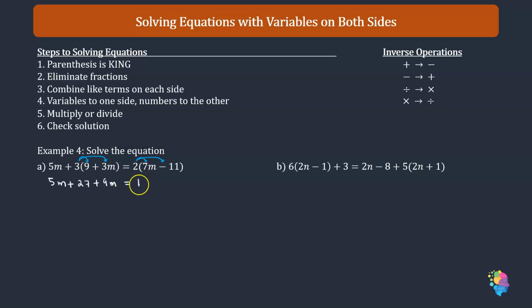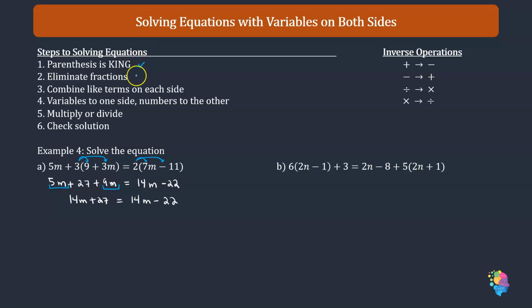And on the right side, this is 14m minus 22. Okay, let's collect like terms. On the left side, I can add 5m with 9m. But on the right side, there are no like terms to collect. So 5 plus 9 will be 14m plus, don't lose the 27, equals 14m minus 22.